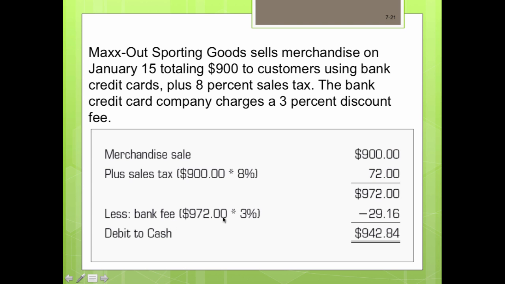However, you're paying 3% to the credit card bank company for the transaction, which amounts to $29.16. So your actual debit to cash is $942.84, which now explains to you as a business owner why sometimes when you go as a consumer to a business, they require you to use a credit card with a minimum amount charged, or they charge you a fee for using the credit card. And that is because it's costing the business money to provide you with that service.